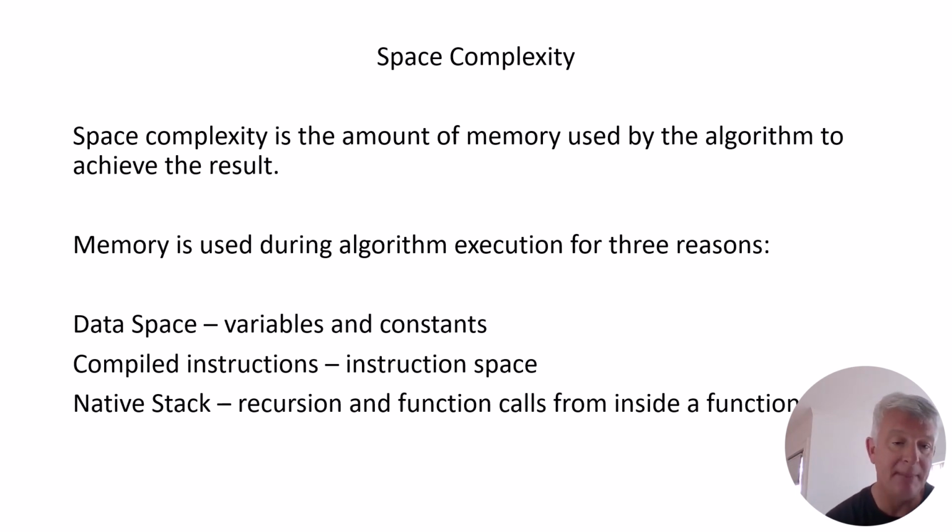It's pretty simple. Memory is used during algorithm execution for 3 reasons: data space, compiler instructions, and native stack. Okay, so data space, we know whenever we declare variables and stuff like that, we're going to get our data space. Int x equals 5, x is going to take up 4 bytes of memory. So we know variables and constants are going to take up data space. Compiler instructions also take up space. Native stack is recursive function calls inside of a function.